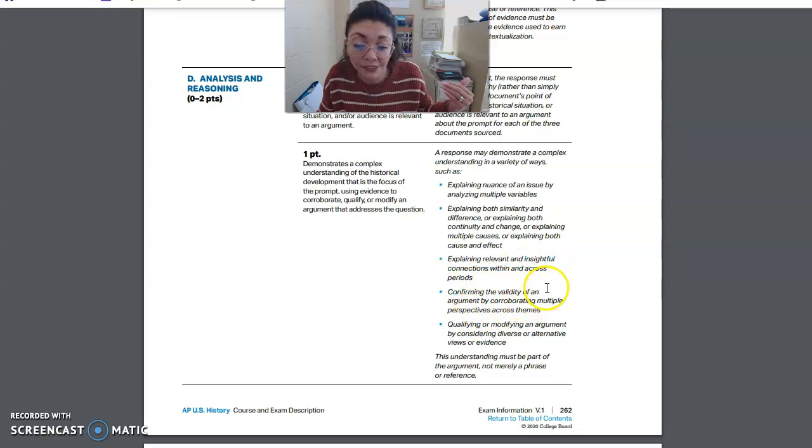Okay, so confirming the validity of an argument by corroborating multiple perspectives across themes. This is something that we've sort of addressed already. Qualifying or modifying an argument by considering diverse and alternative views or evidence. So here you might address some counter argument. For example, let's say that you took a position that World War I and the contributions of African Americans during World War I gave them this hopeful position that the 20s would be a decade of fulfillment of promises for them. Perhaps that was a position you took.